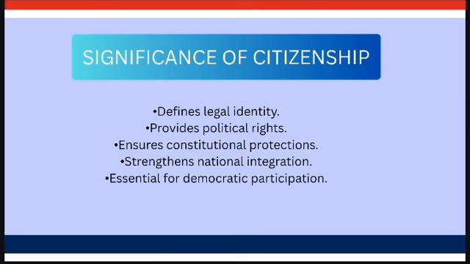Now, significance of citizenship. Citizenship provides legal identity and recognition by the state. It enables participation in democratic processes. Citizens enjoy political rights, constitutional protections, and access to public opportunities. Citizenship strengthens national integration and promotes a sense of belonging. It is a cornerstone of democratic governance.